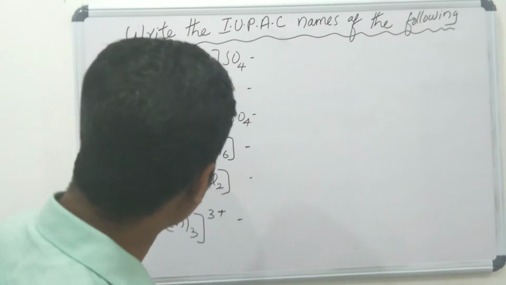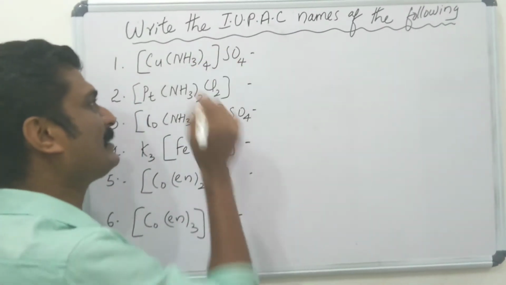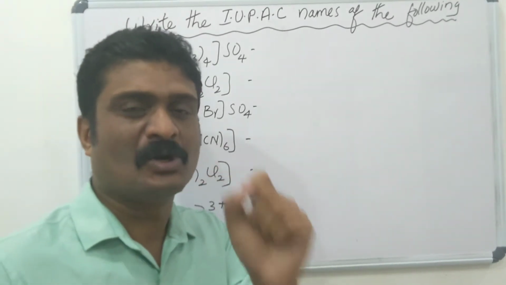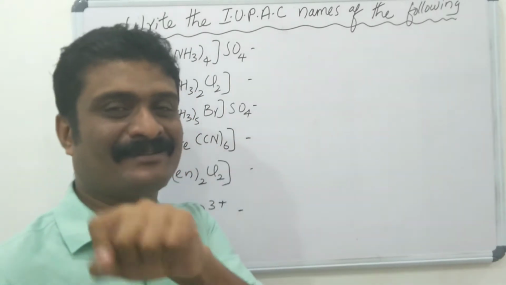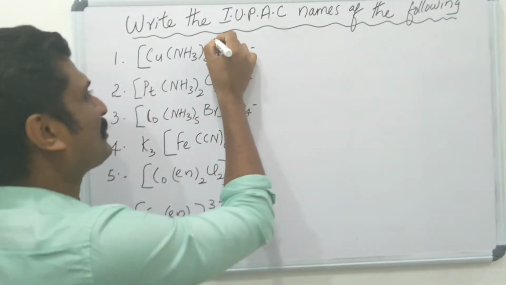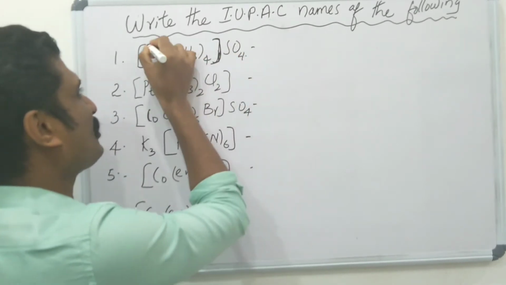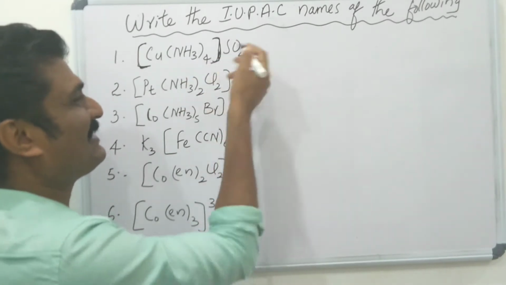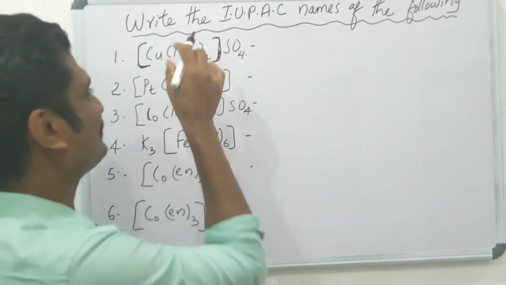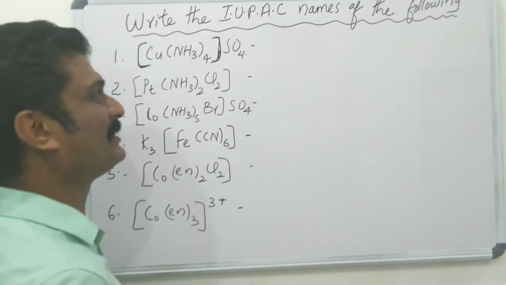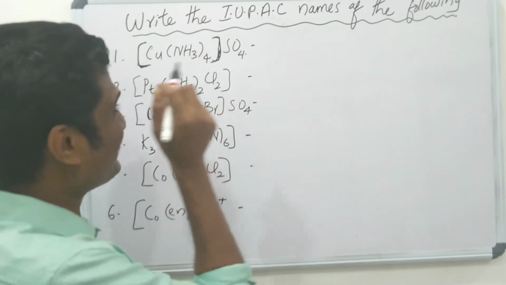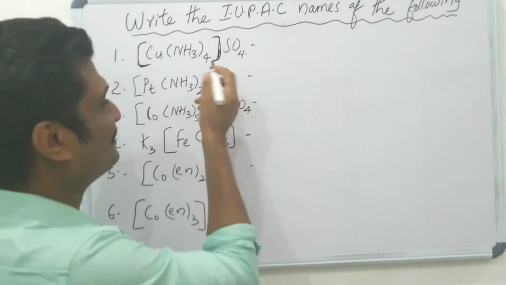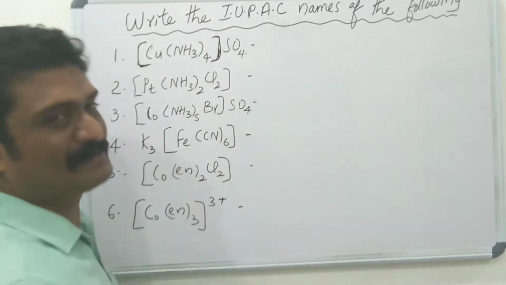[Cu(NH3)4]SO4. By naming a coordination compound, we know the positive part is named first, then the negative part. Here, the coordination entity is the positive part and the counter ion is the negative part. Then this coordination entity is named first. Then the second rule, the name of the coordination sphere: the ligands are named first, then the central metal.